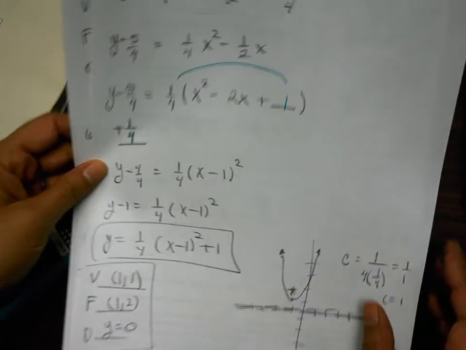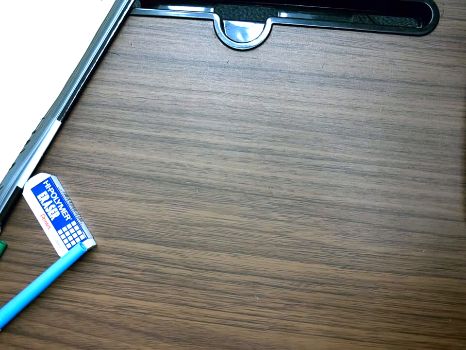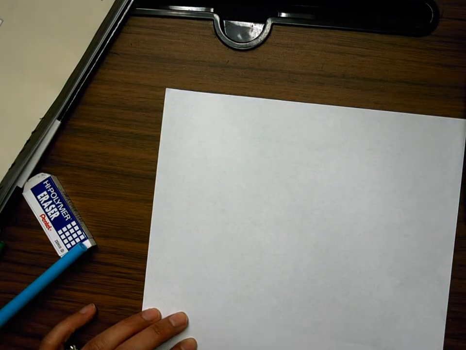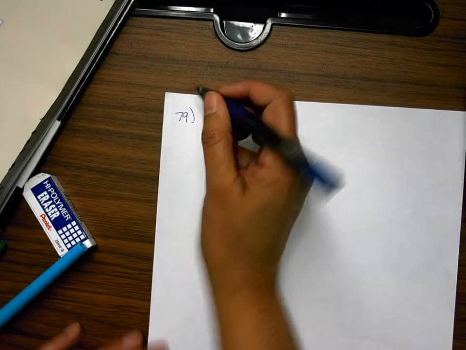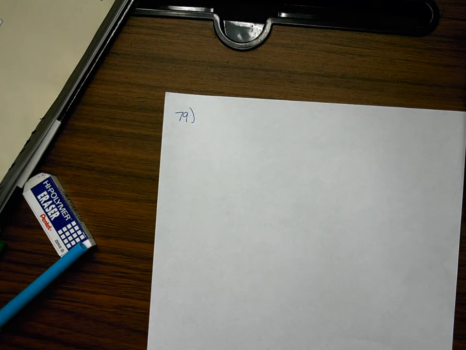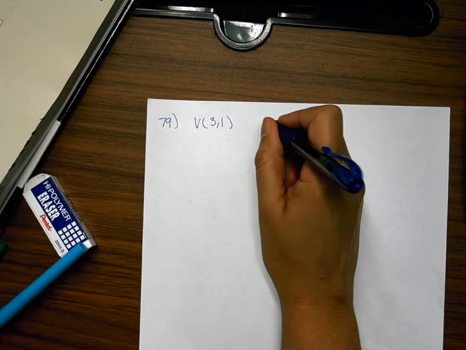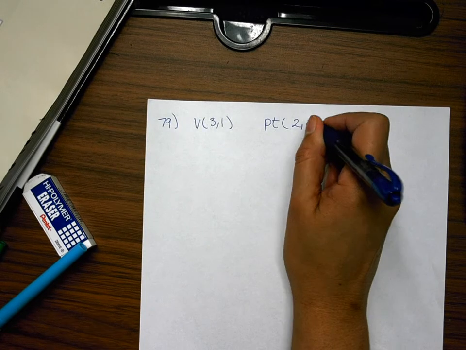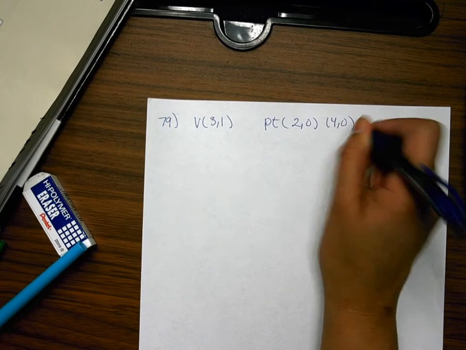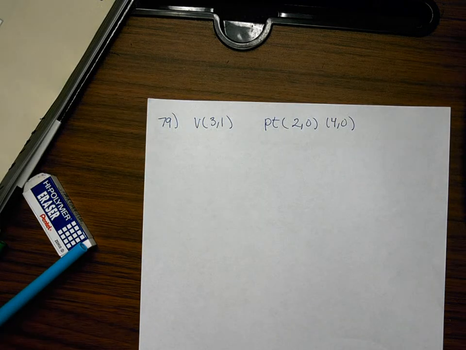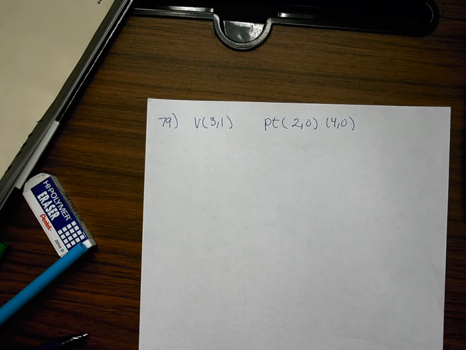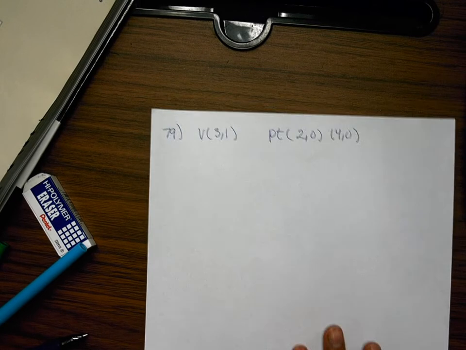Okay, number 79. And 79 reads, vertex is 3, 1, and the points given are 2, 0, and 4, 0. In this section, they are asking us to find the parabola. In exercise 7-90, find the standard form of the equation of the parabola. And I asked you guys to put it into vertex form instead.